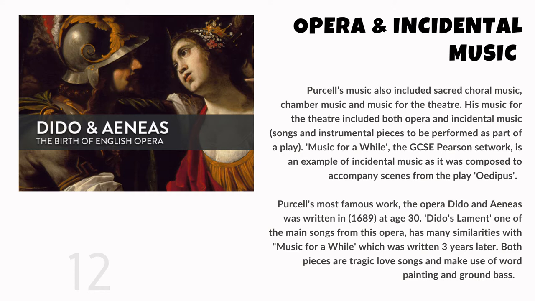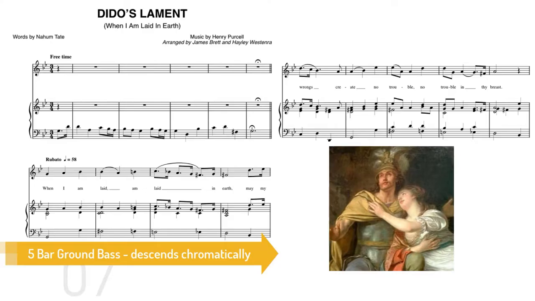Purcell's most famous work, the opera Dido and Aeneas, was written in 1689 at age 30. Dido's Lament, one of the main songs from this opera, has many similarities with Music for a While, which was written 3 years later. Both pieces are tragic love songs and make use of word painting and ground bass.